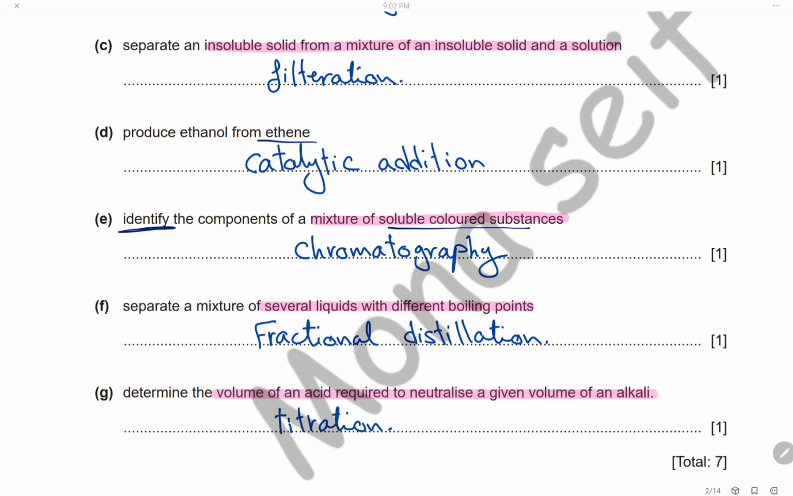Separate mixture of several liquids with different boiling points. The liquids can be separated by fractional distillation, which is a process depend on the difference in boiling points between the liquids in the mixture. Determine the volume of an acid required to neutralize a given volume of an alkali. The neutralization between acid and alkali is done by titration.